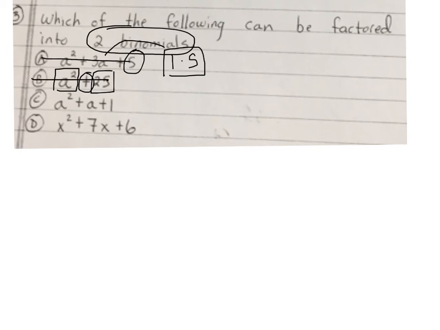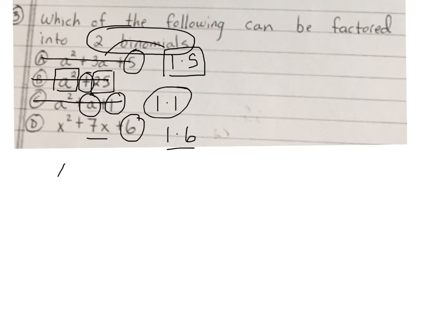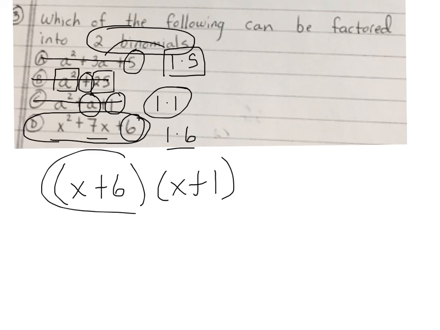Okay. Look at C. What are my factors of 1? 1 times 1. Is there any way I can add or subtract these to get 1 here in the middle? So this is not factorable. What are my factors of 6? 1 times 6. And can I add 6 and 1 to get 7? So that one factors to be x plus 6 times x plus 1. So this D right here factors into two binomials, doesn't it? So D is your answer.